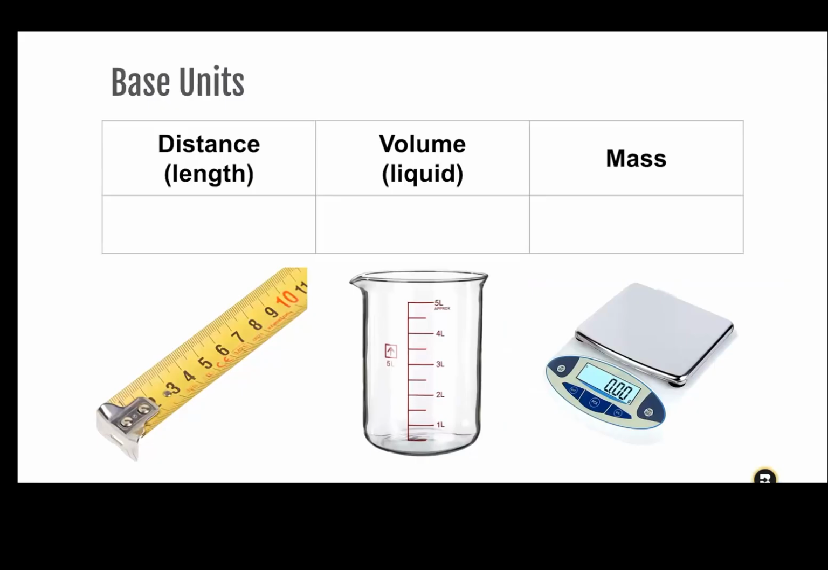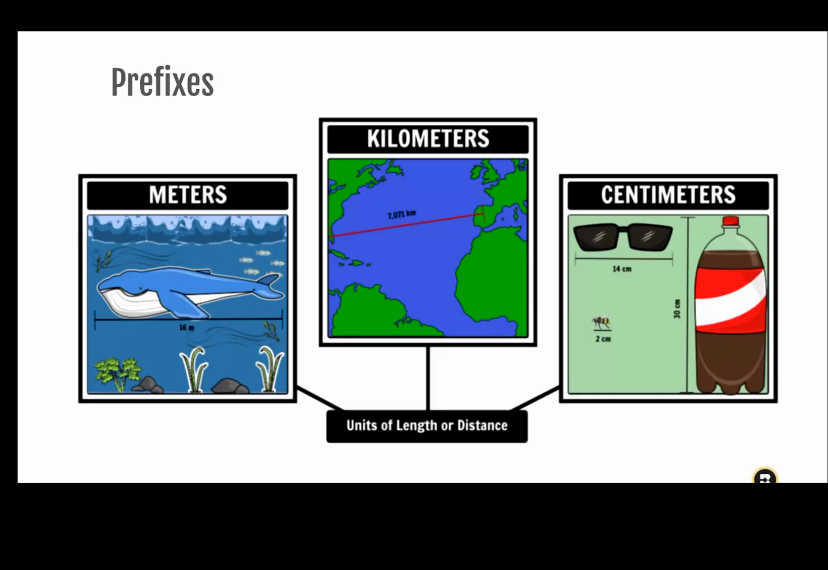Okay, so the metric system is based on some standard basic units. When we're talking about distance or length, the base unit is a meter, which is abbreviated with a lowercase m. For liquid volume measurements, the base unit is a liter, which is abbreviated with an uppercase L. And for mass, the base unit is a gram, which is abbreviated with a lowercase g.